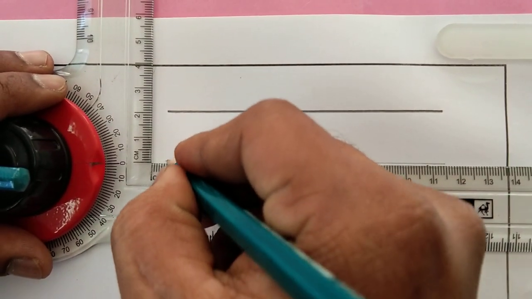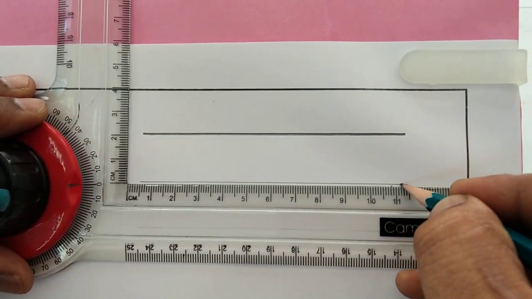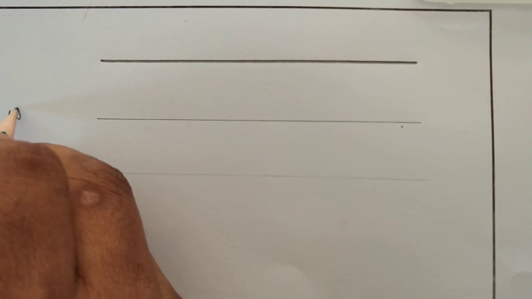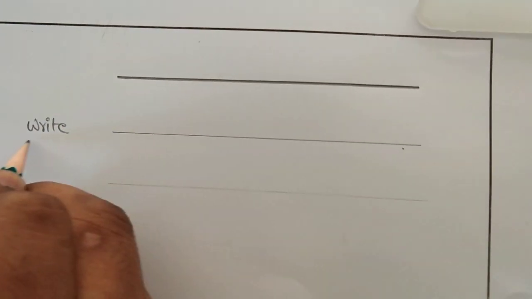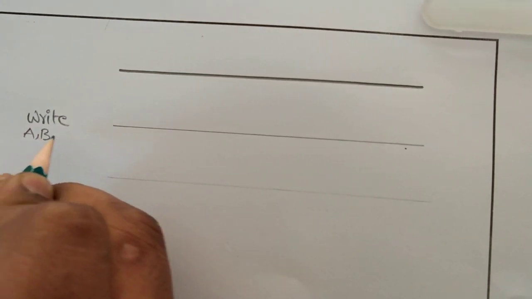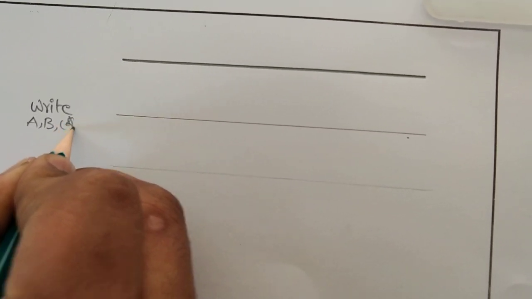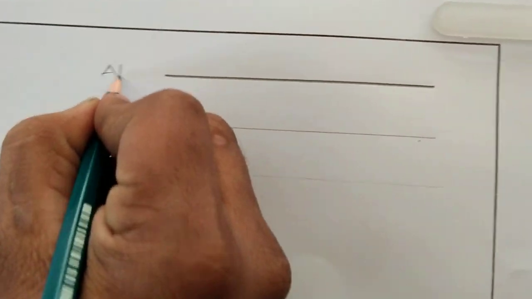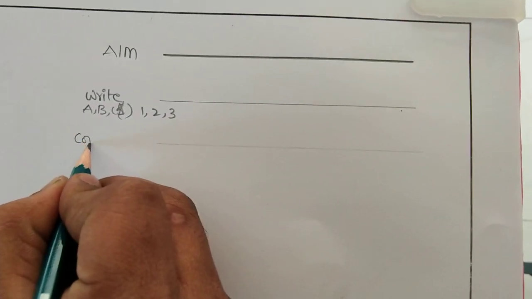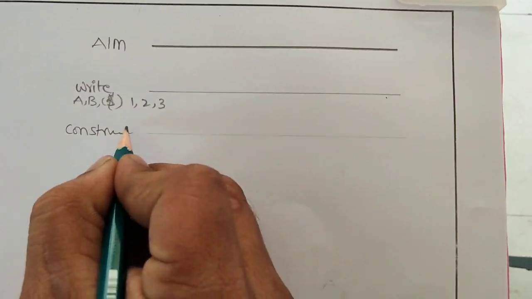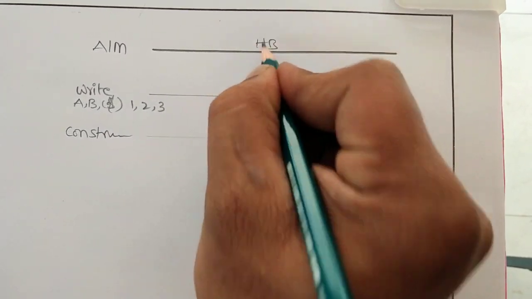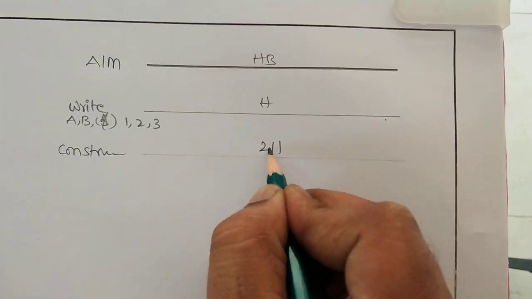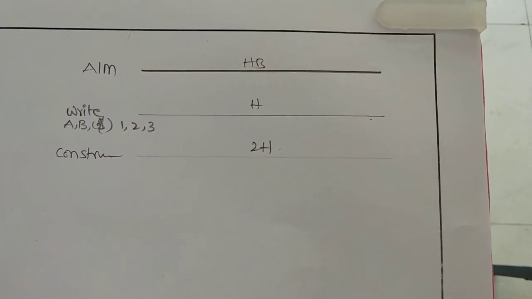Here we are able to see the difference between H, 2H and HB. With the help of an H pencil, we can write the letters, for writing A, B, C, D, and similarly for writing numbers 1, 2, 3 and so on. This one is for aim, and this one for constructional lines. This is HB, H, 2H. Thank you.